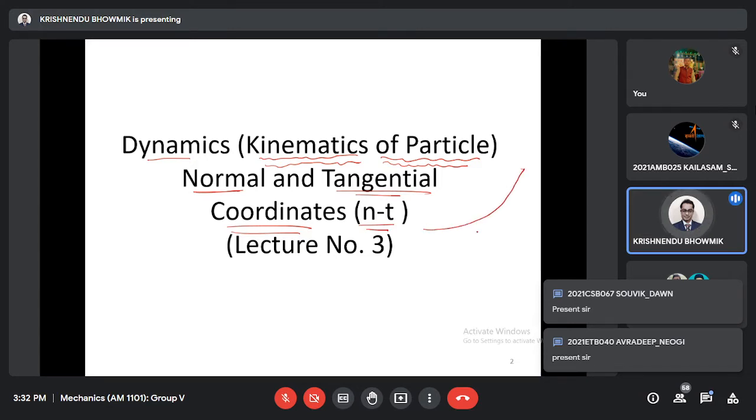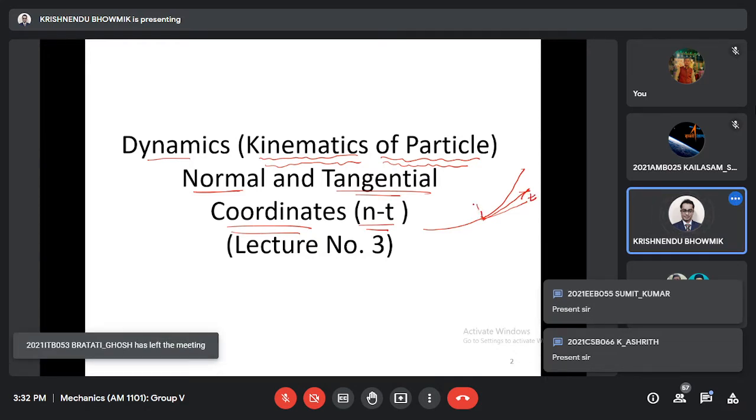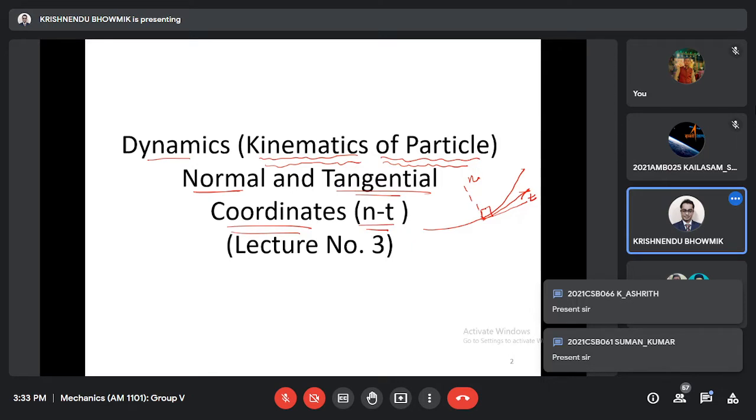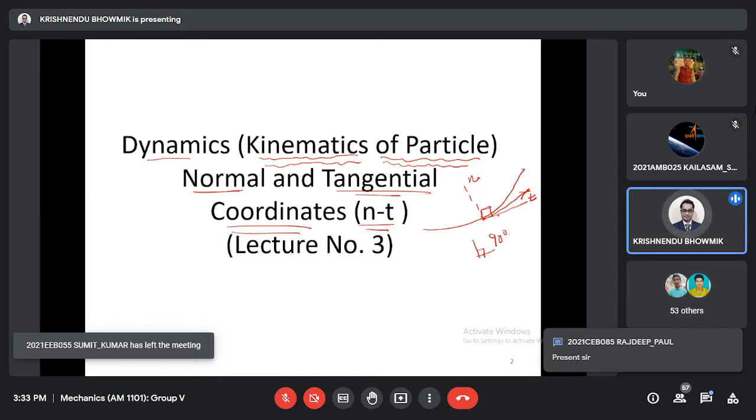So this is one path. At any instant, we can have tangential directions and also normal directions. And this angle is 90 degree, denoted by this symbol. It is 90 degree. So normal and tangential components.